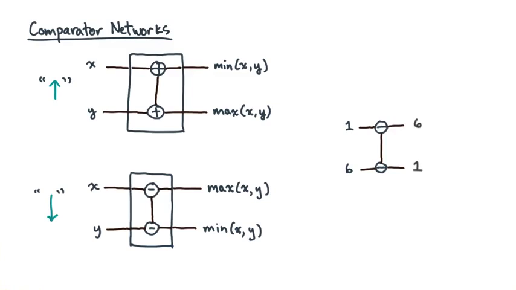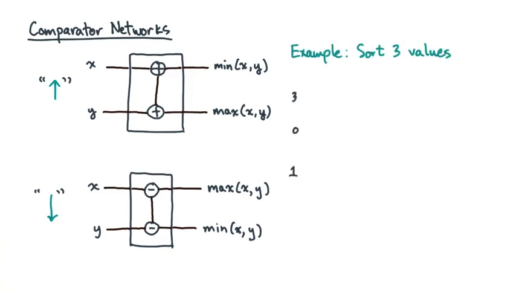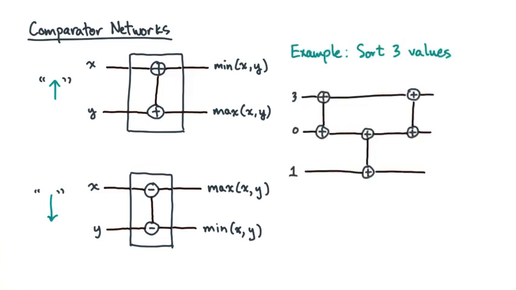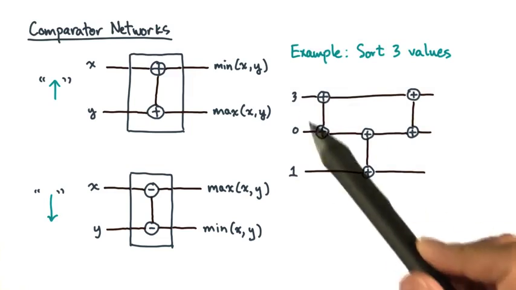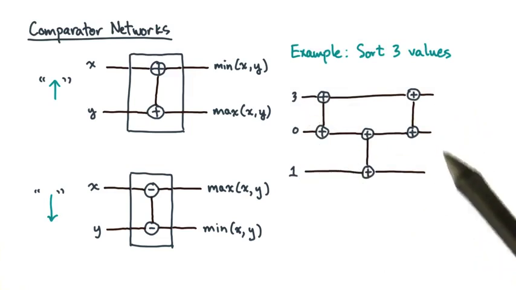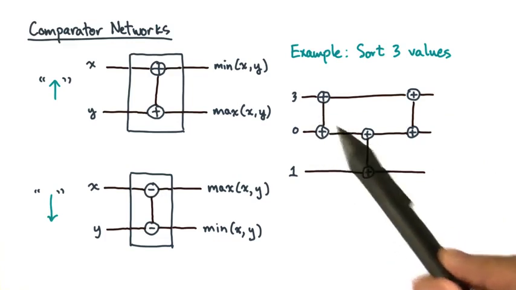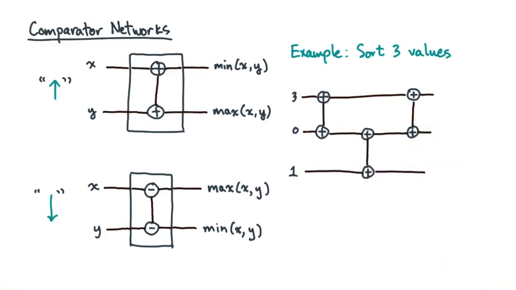Like an electrical circuit, you can compose comparators by connecting wires. For example, suppose you have these three values and you want to sort them. I claim that this circuit will do it. It takes three inputs, produces three outputs, and contains three plus comparators. Let's trace its execution. The first comparator would produce this result. What about the second? The second would produce this result.